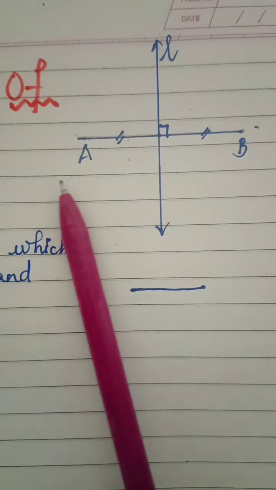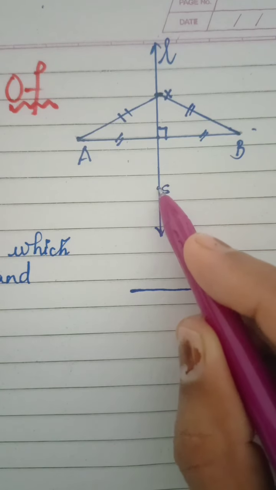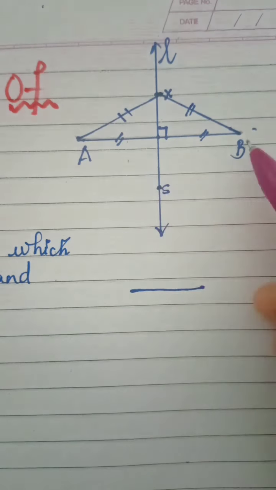Okay. Same way, if you are taking a point down, that point's distance from B and that point's distance from A will be equal. This is what we have already learnt about perpendicular bisector theorem. Now this thing we will be using to construct our first triangle according to the given information.